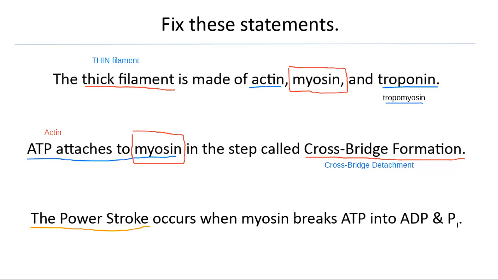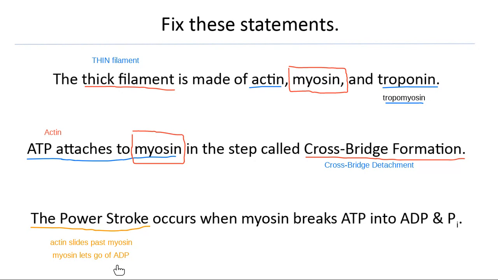Perfect. Yep. So in the power stroke, this is when movement actually happens. So actin slides past myosin. The reason that actin can slide past myosin is because myosin lets go of ADP. If it lets go of that, it allows actin to slide past.